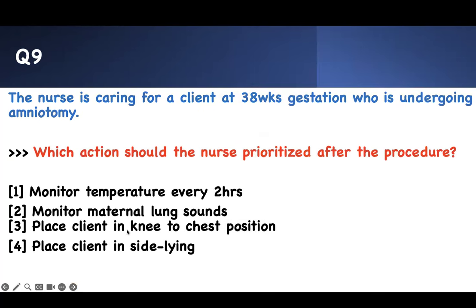Number 9. A nurse is caring for a client at 38 weeks, every time look at the week given, who is undergoing amniotomy. That means we're trying to rupture the membrane because the mommy is not rupturing her own membrane. So it is artificial rupture of membrane. Which action should the nurse prioritize after the procedure? After the procedure, what would you do?